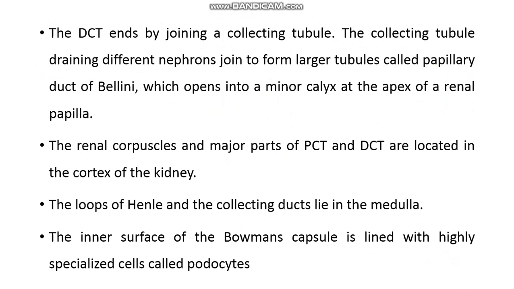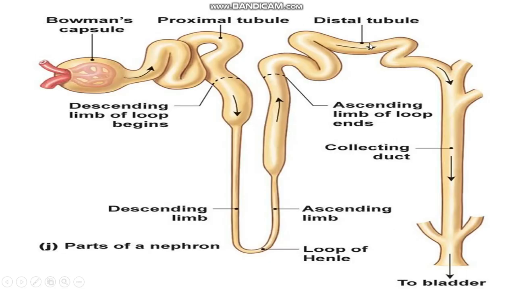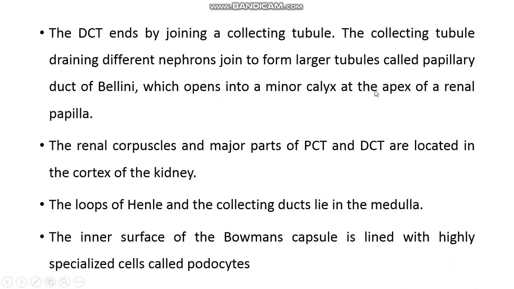Next we can see the renal tubules in detail. The distal convoluted tubule ends by joining a collecting tubule. So here the distal convoluted tubule joins into the collecting duct. Then the collecting tubules draining different nephrons join to form larger tubules called the papillary duct of Bellini, which opens into the minor calyx at the apex of the renal papillae.